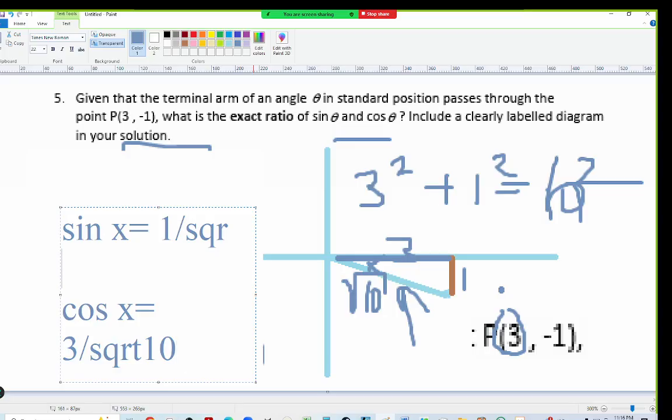Cos is positive, and everything else is negative. So we just have to put a negative up here for the sign. Same answers though. It's just got to figure out the triangle.